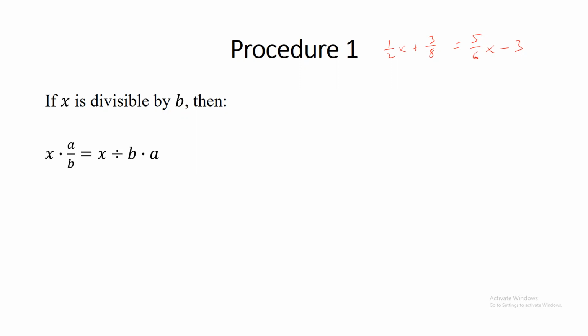I mean, 1/2, 3/8, 5/6 are fractions, but they're just numbers, right? Can't we do the same things we've always done? Like, can't we, for example, subtract 5 over 6x from both sides of the equation? Sure, I have to dust off my memory on how I subtract fractions, but for the most part, it should be doable.